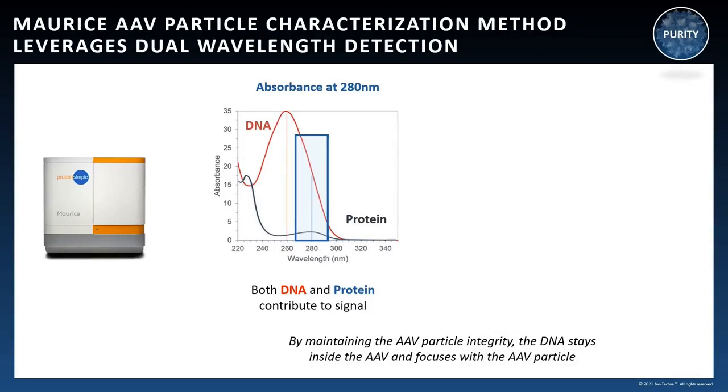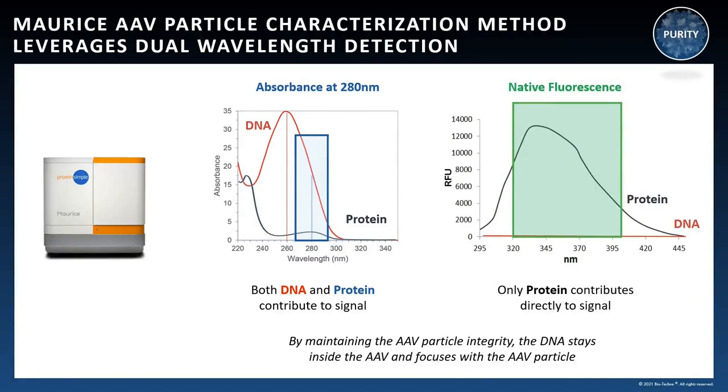Switching gears, I want to briefly discuss how Maurice can be leveraged for intact capsid content analysis. For this, we are leveraging our absorbance as well as native fluorescence dual detection capability. In our absorbance channel, we expect to see both the AAV particle's protein signature as well as, albeit more strongly, a DNA signature coming from inside the AAV. However, in native fluorescence, which looks at tryptophan fluorescence at the same time as the absorbance, we should only see a protein signal as DNA doesn't fluoresce.